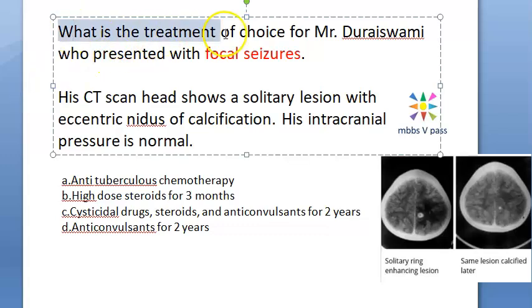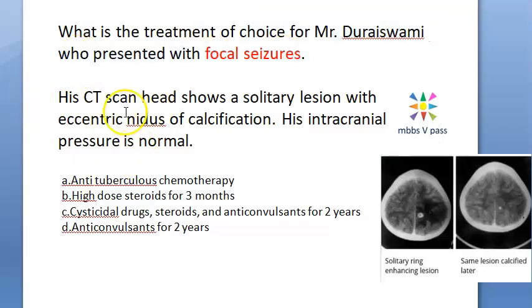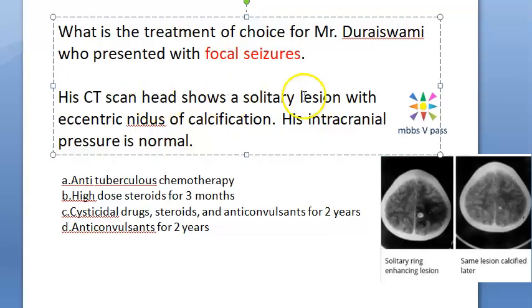Guys, look at this MCQ. What is the treatment of choice for Mr. Duraiswamy who presented with focal seizures? So he's having focal seizures, and when you do a CT scan, it shows a solitary lesion with eccentric nidus of calcification. Okay, just a solitary lesion is there, and there is a nidus of calcification. And his intracranial pressure is normal. So what is the treatment?